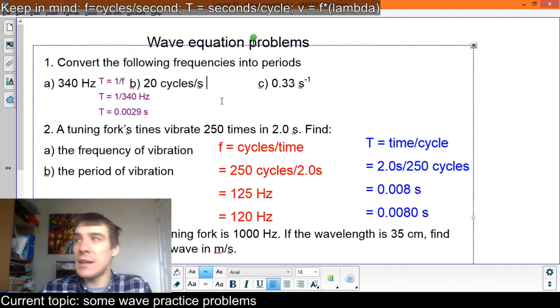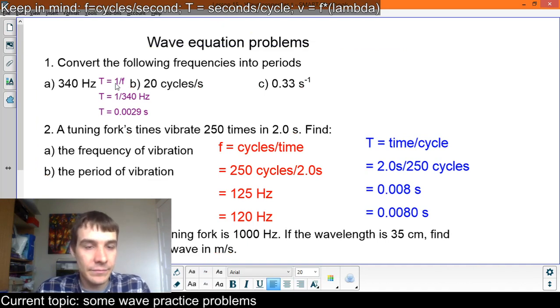Let's try another one. 20 cycles per second. Cycles per second is exactly the same thing as saying hertz, so we get exactly the same setup.